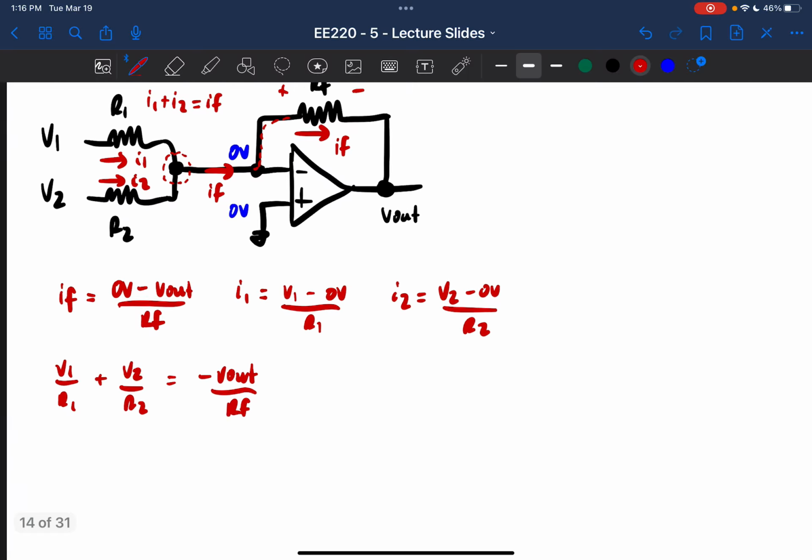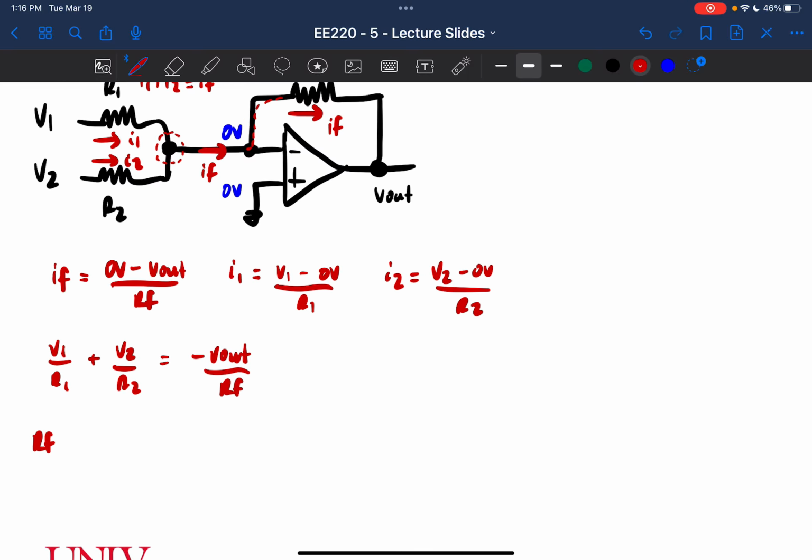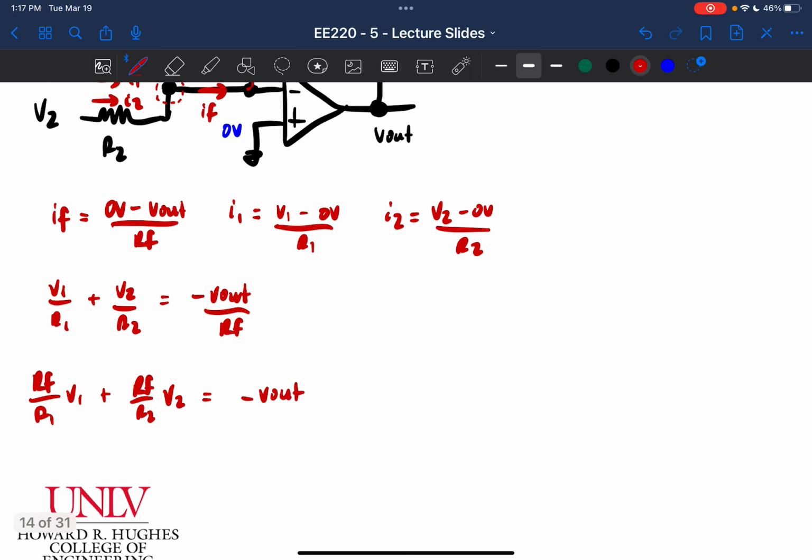I can multiply both sides by RF, so I get RF over R1 times V1 plus RF over R2 times V2 equals negative V out. And then I can multiply both sides by -1. And I get minus RF over R1 times V1, sorry, minus RF over R1 times V1 minus RF over R2 times V2 gives me V out, okay? So I have an expression for V out.